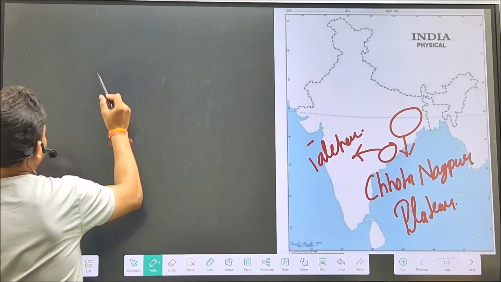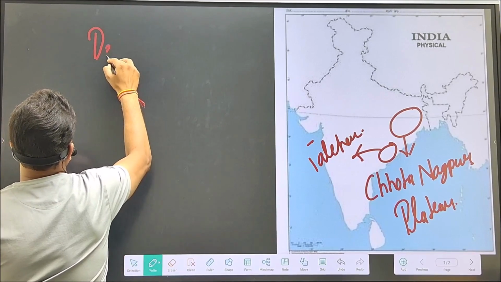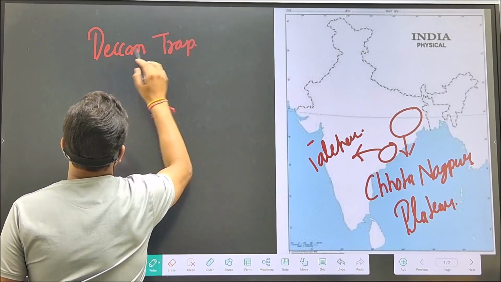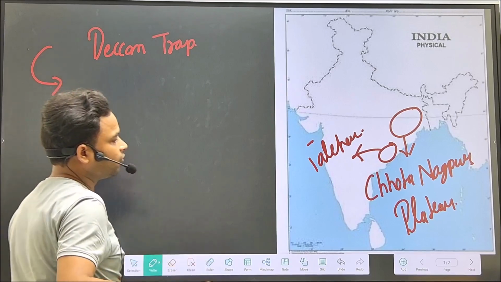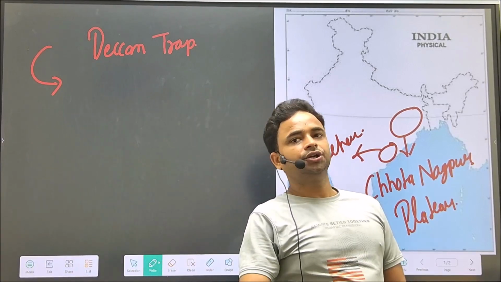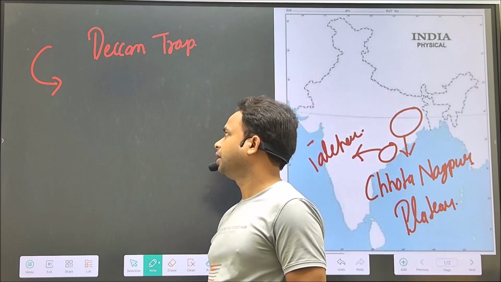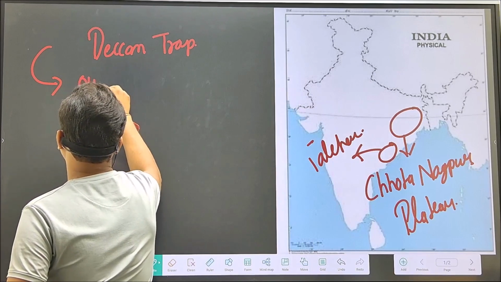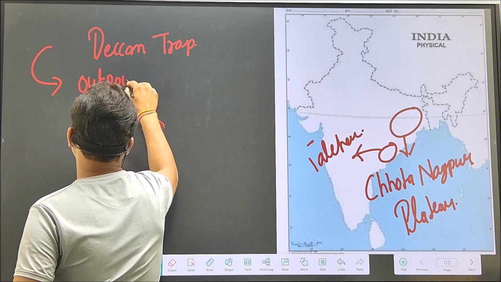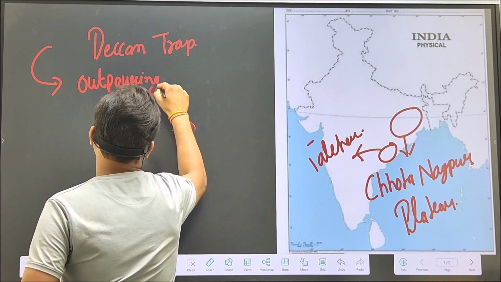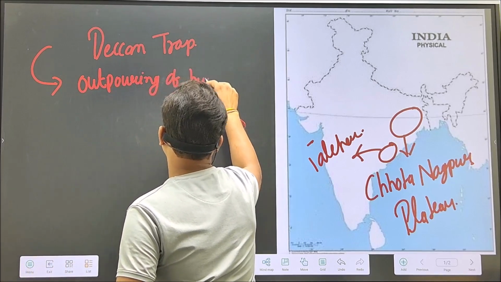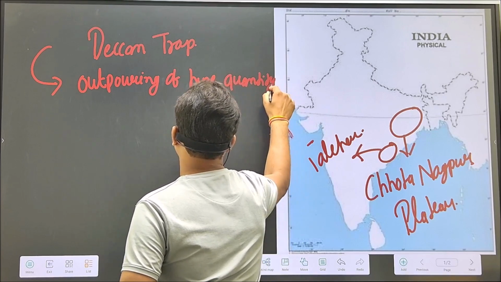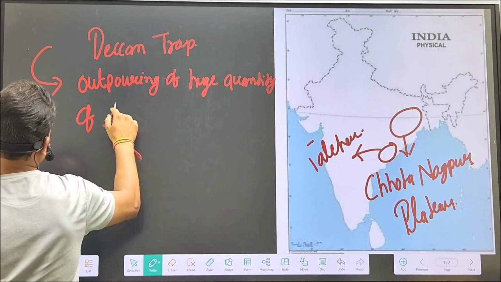The next rock is Deccan Trap. The Deccan Trap was basically formed by the outpouring of a huge quantity of lava, and the lava is basaltic lava.